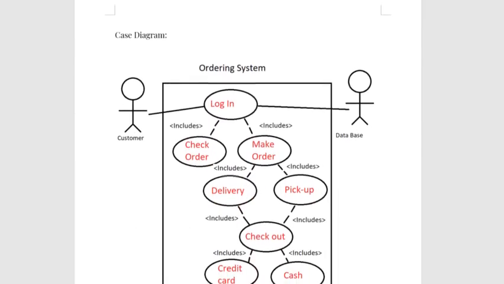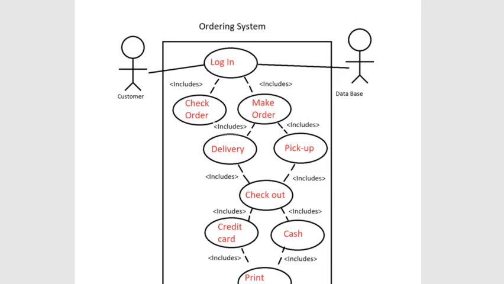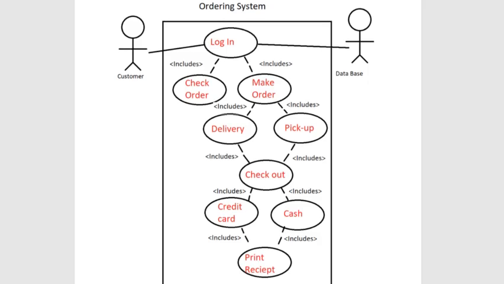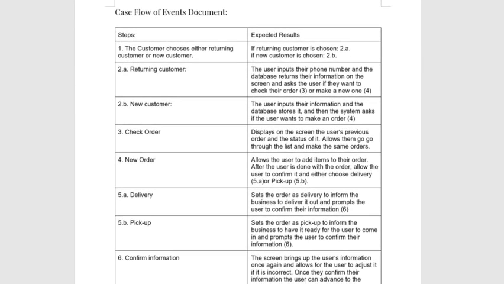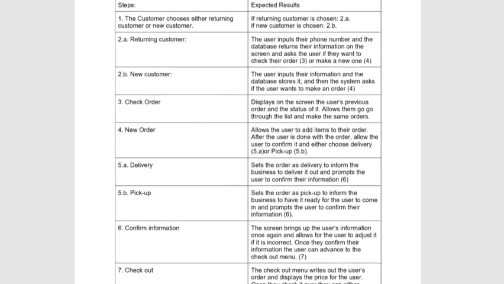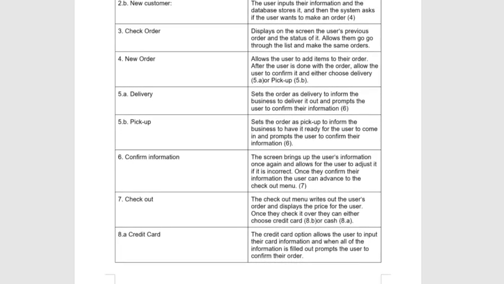As for this, the case diagram, the customer logs in, and the database accesses this information at the same time as the customer does in order to return their information. Through here, they can choose two routes, either to check their order or to make their order. And this goes on in the same process as we explained earlier. For the case full of events, this just goes into detail about the service that we explained earlier.